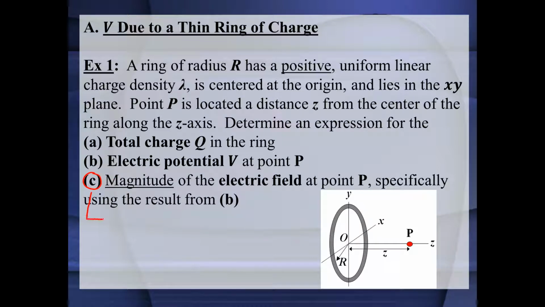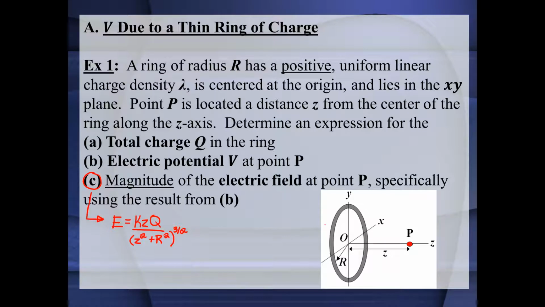But the equation in the previous lesson was E. So your electric field was equal to K times Z times Q, all divided by Z squared plus R squared, to the power of 3/2. Okay, so we're going to get that equation in a different way.